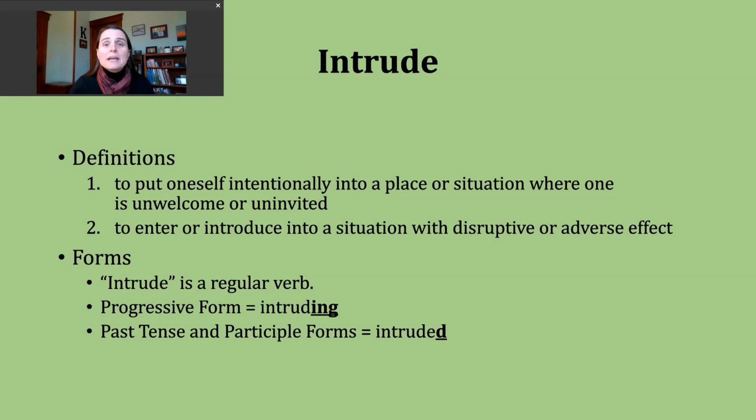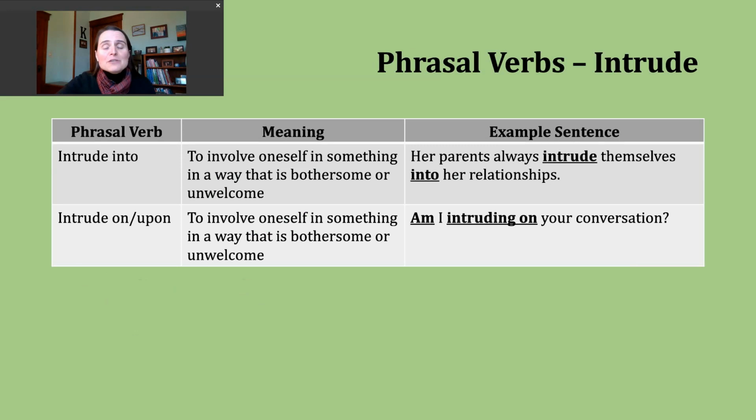Now, our base verb, intrude, ends with a D sound. Not the letter D, but the D sound. And this means that when I add the ed ending to this verb, I'm going to add an extra syllable to the word. And the sound I'm going to make is an id sound. So the past tense and the participle forms of this verb should sound like this. Intruded, intruded.